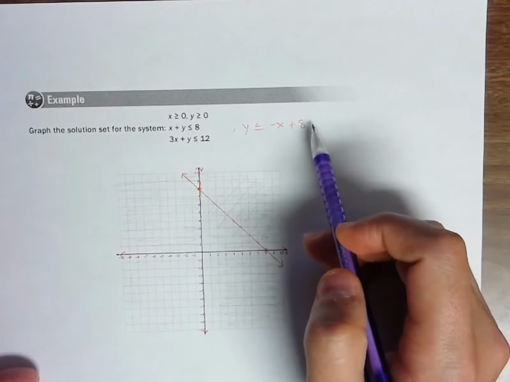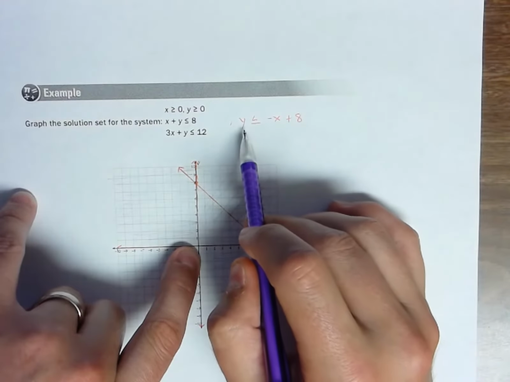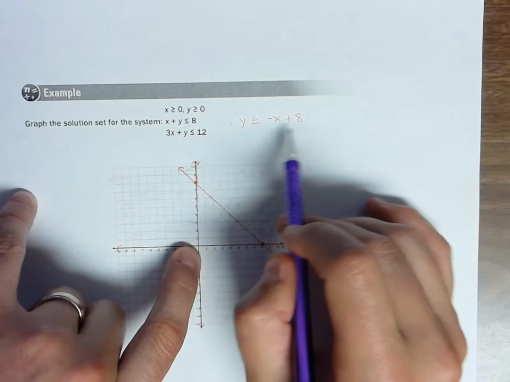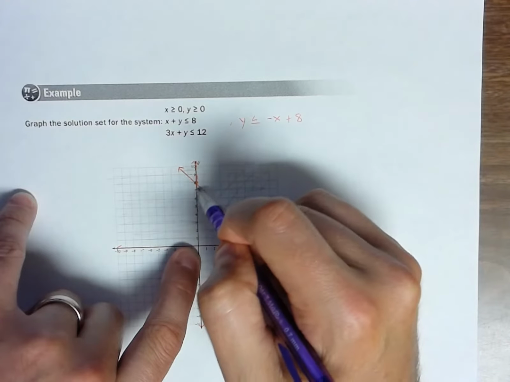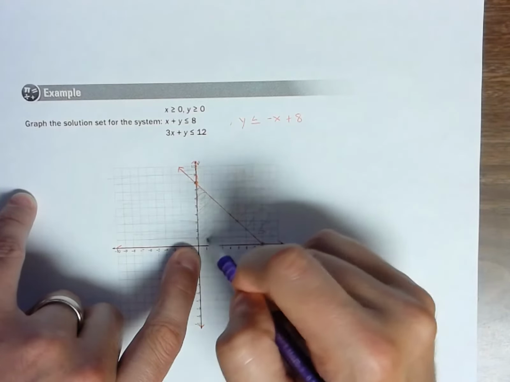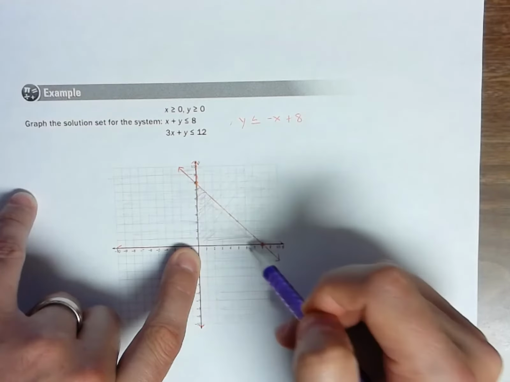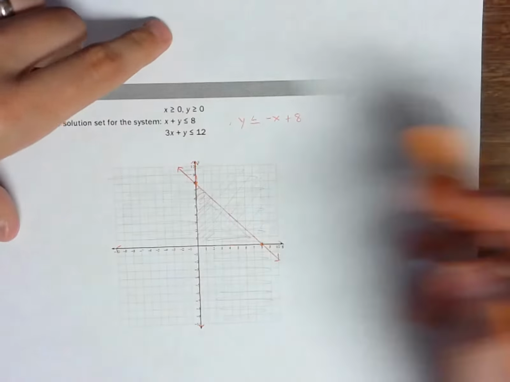Now, less than or equal. If we want to test, 0, 0 is where I like to test. So 0 is less than or equal to 8. Well, that would be true, so that means everything below would be shaded. So far, right here in this little triangle is our overlap so far. I can ignore everything else. But we've got one more line.